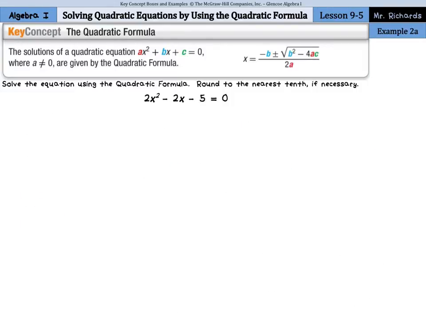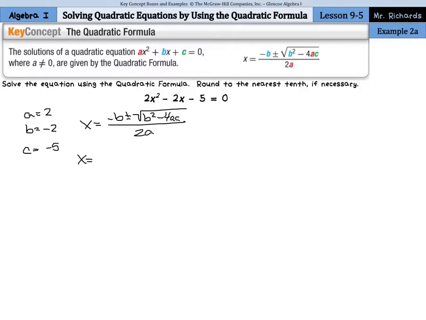Next, solve the equation using the quadratic formula, round to the nearest tenth if necessary. Well, let's set up what is my a. It is 2. My b is negative 2. And my c is negative 5. So when I have the quadratic formula, x equals negative b plus or minus the square root of b squared minus 4ac all divided by 2a.